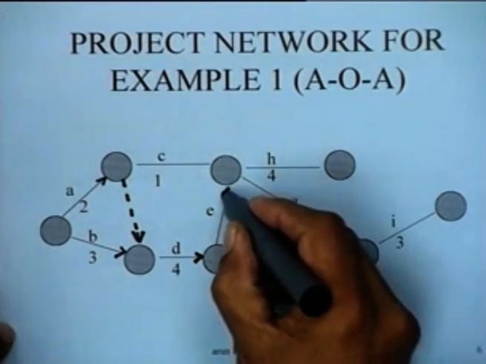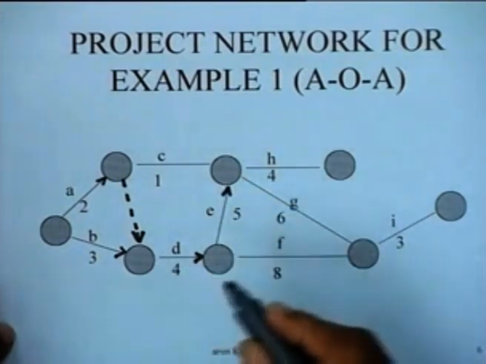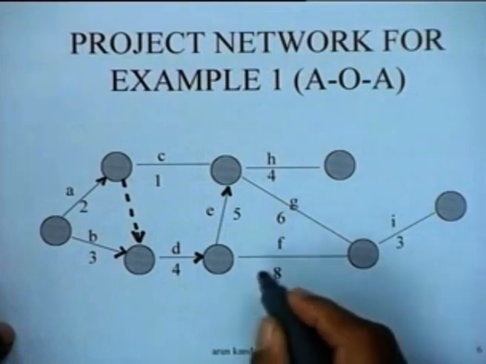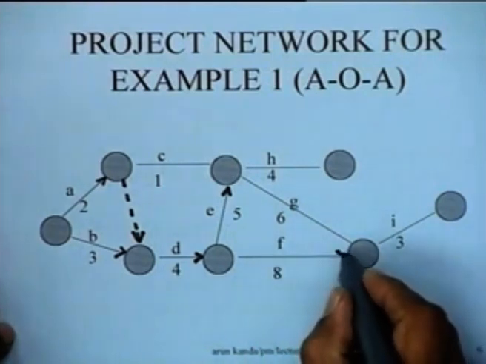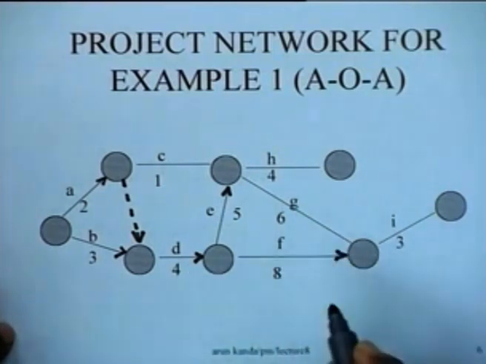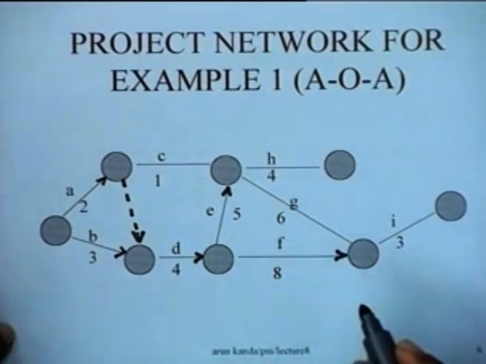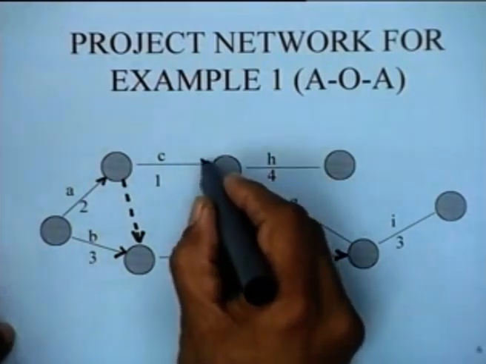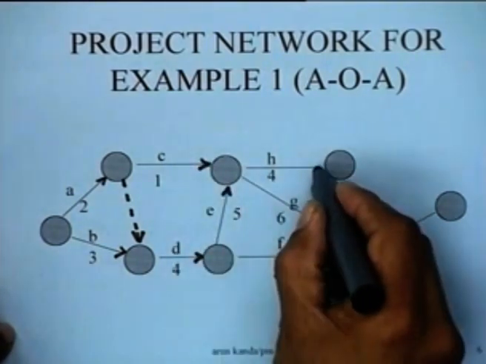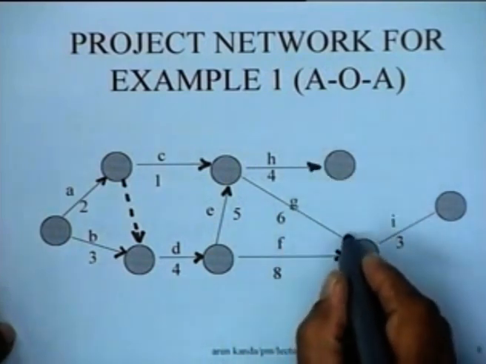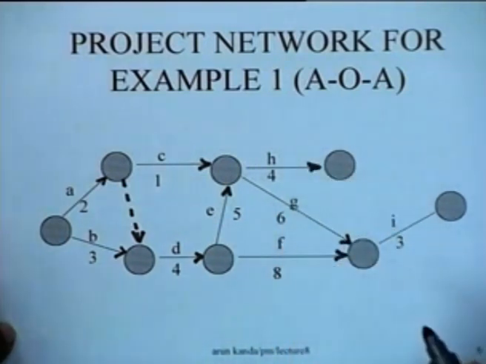Activity E has predecessor D as shown here. Activity F also has predecessor D, so activity F is shown here. Then activities G and H, they both have predecessors C and E. So, C and E are the predecessors for both G and H as shown here.